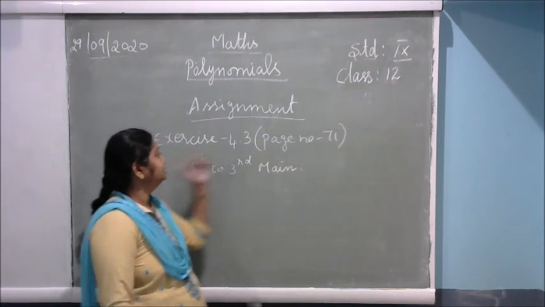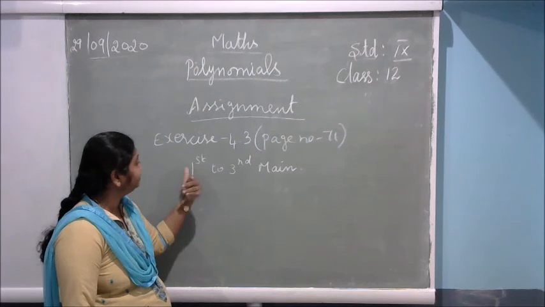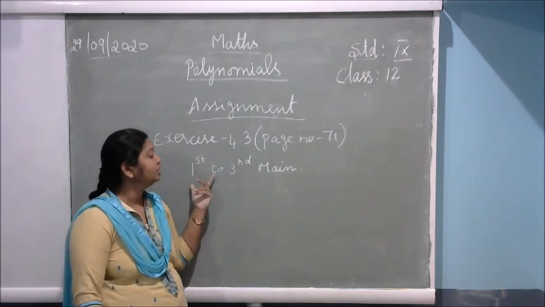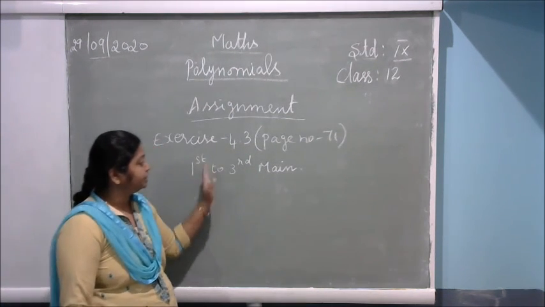Your assignment is in exercise 4.3, page number 71. First sum, in first I have done 2 sums. Okay, remaining sums you have to do as a homework, and the second sum and third sum you have to complete in the homework.